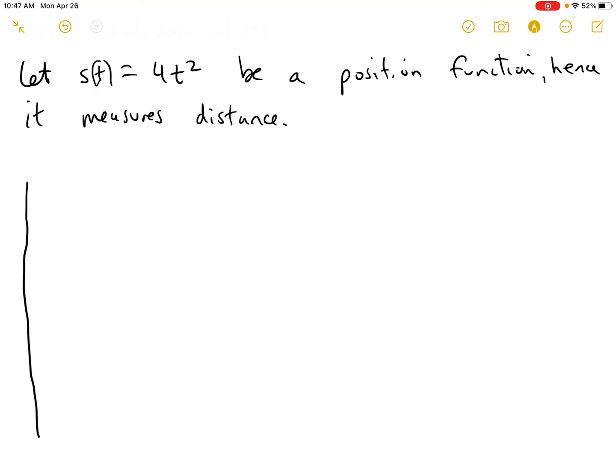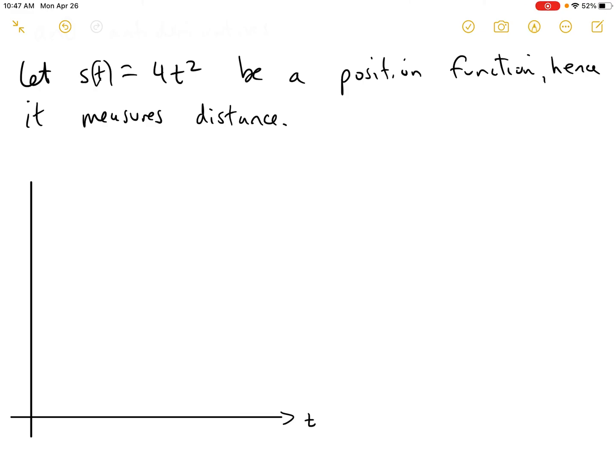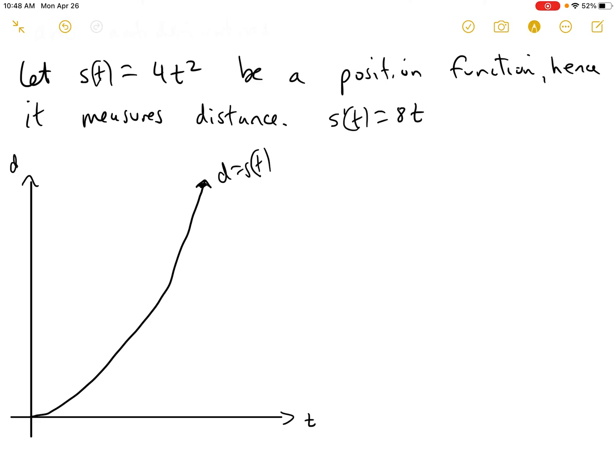Here's the t-axis, because we're talking about time now, and this is distance, and it's parabolic in shape. So here's our d = s(t) = 4t². All right, well, we know from our work all this semester that the derivative of this is 8t, and when you have the derivative of a position function, you get velocity.